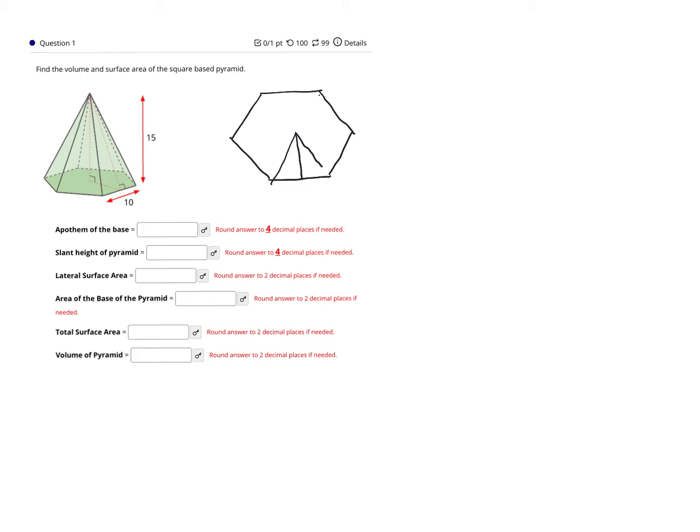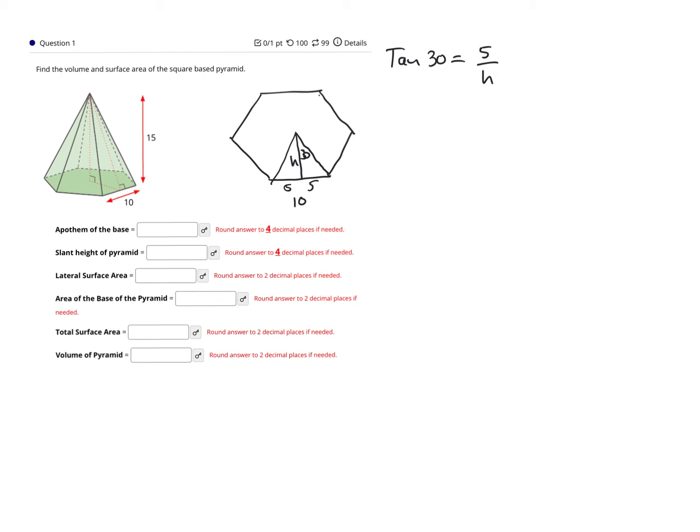So if I draw the base out like this, the apothem of the base is that distance right there. We've done this before when we've tried to find the area of the base of a regular polygon. I know that this is 10 here, which means this is 5 and this is 5. I also know since it's a hexagon, one central angle is 60, so half the central angle is going to be 30, and I just want to find the height. So for the first question, the tangent of 30 is equal to the opposite, which is 5, over the adjacent, which is the height.